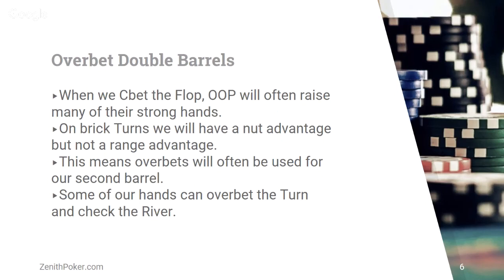But anyways, I called with ace-queen. They had queen-jack on the flop. So they had two pair on the flop, and they slow-played it on the flop, and then I guess they were scared on the turn because I overbet. And then they shoved the river. I was like, really? Yeah, okay.